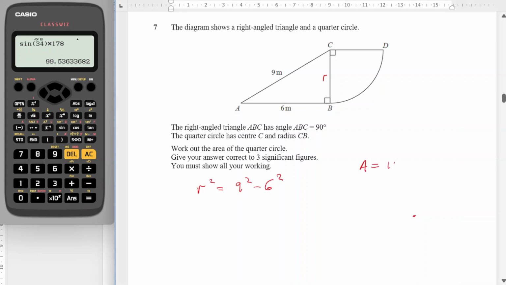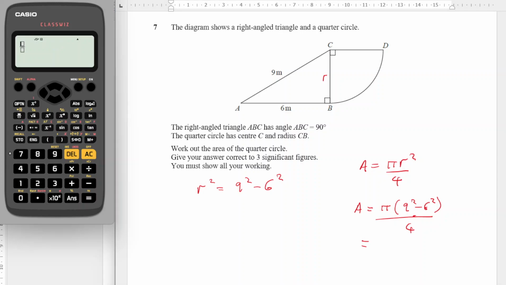of any circle is pi r squared, but we want a quarter of it for the area of the quarter circle. So in effect, I'm just going to type it in like this on my calculator: pi times (9 squared minus 6 squared) over 4. And I'm just going to use my calculator once there. So type it in as a fraction, shift pi, and then I'm going to type in 9 squared minus 6 squared.